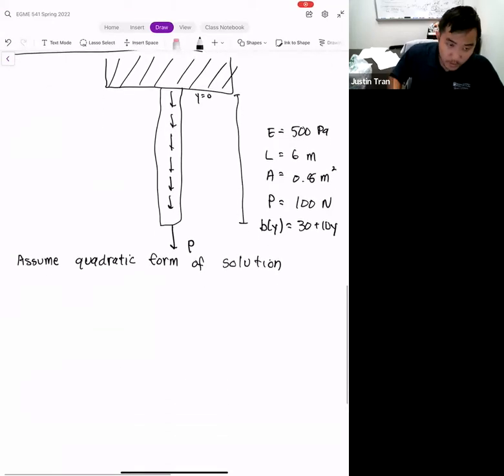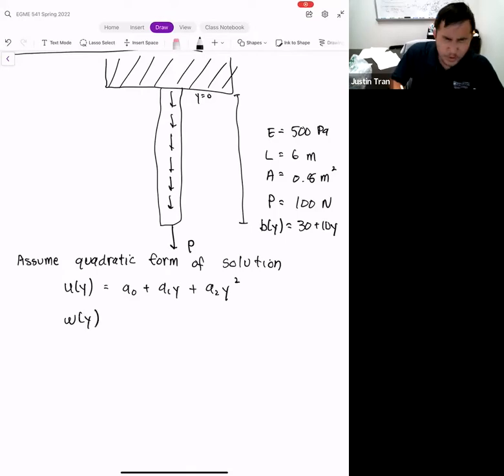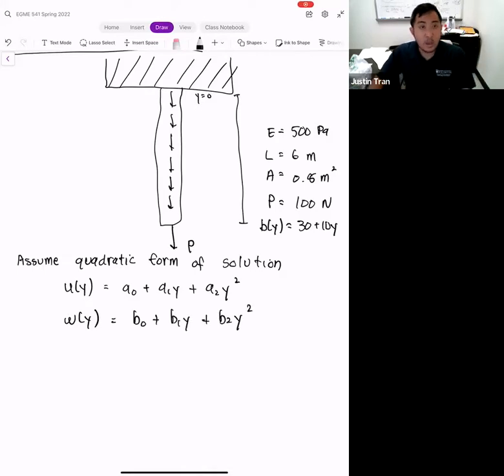We're going to assume that u of y is equal to a0 plus a1y plus a2y squared. That means w of y is also going to be a quadratic function: b0 plus b1y plus b2y squared. Let's go ahead and begin.